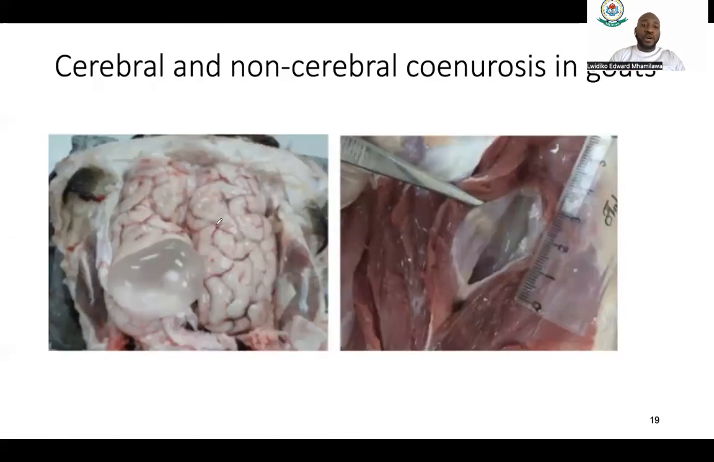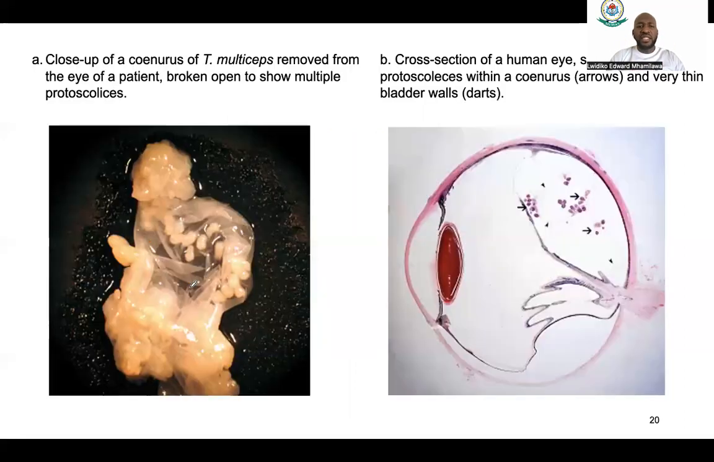This is a picture of that. This is a brain in a goat. So you can see this is a brain, and this is the coenurosis. This is a protoscolex that's very big, and this is in the muscle tissue. That is the protoscoleces that are in the cyst that is embedded. You can see the next image.